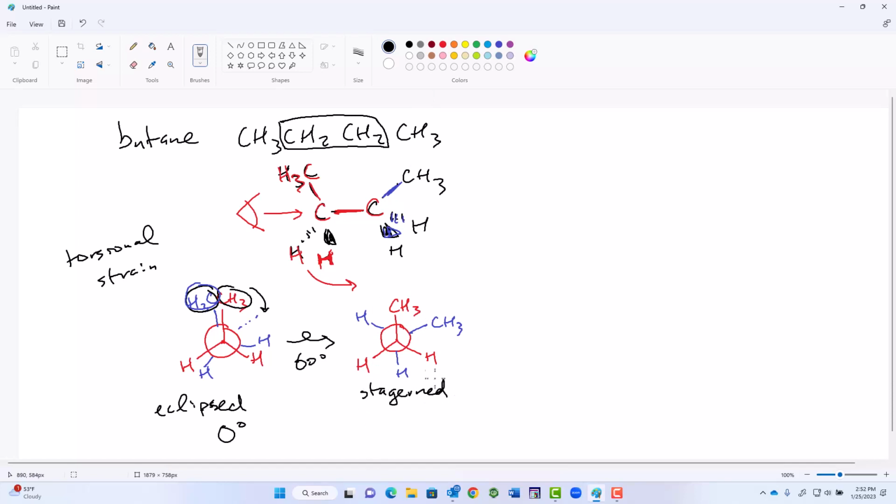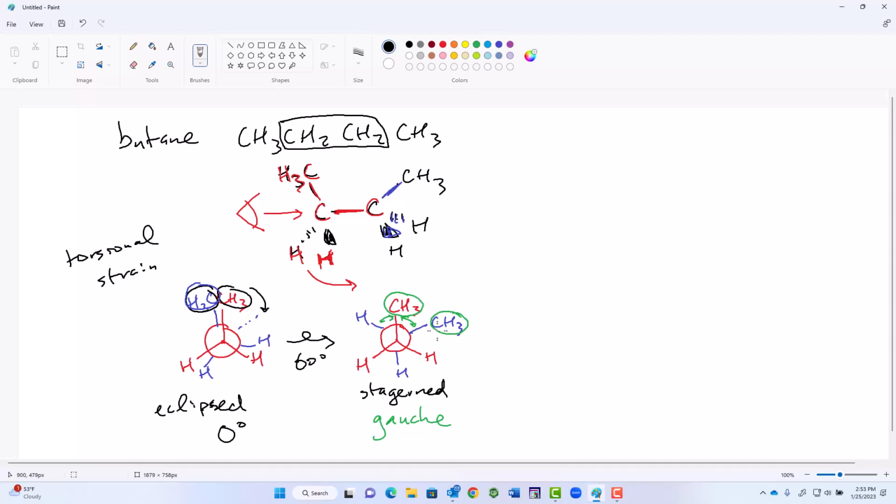What we also notice is that there's a special name for when we have the big groups in this arrangement to one another, where they are staggered and next to one another. If they are staggered and 60 degrees apart, it could be 60 degrees on either side, we call this arrangement gauche. So gauche is going to be this arrangement. They are still near one another. It is not the perfect arrangement, but it is a little bit better than having them eclipsed.